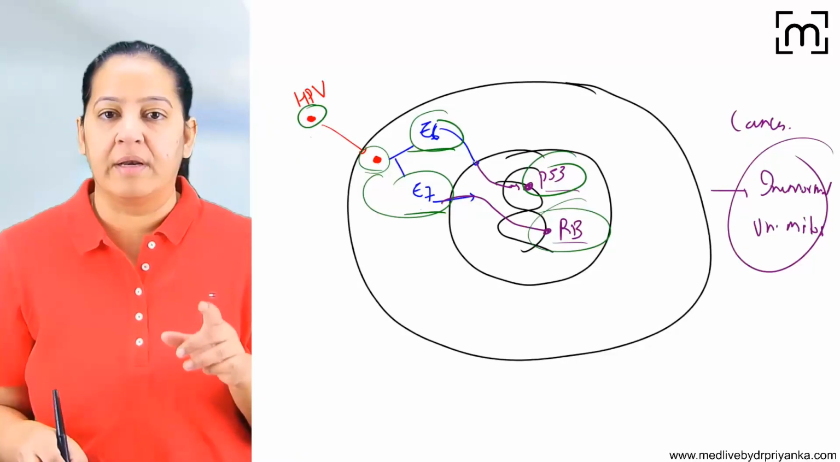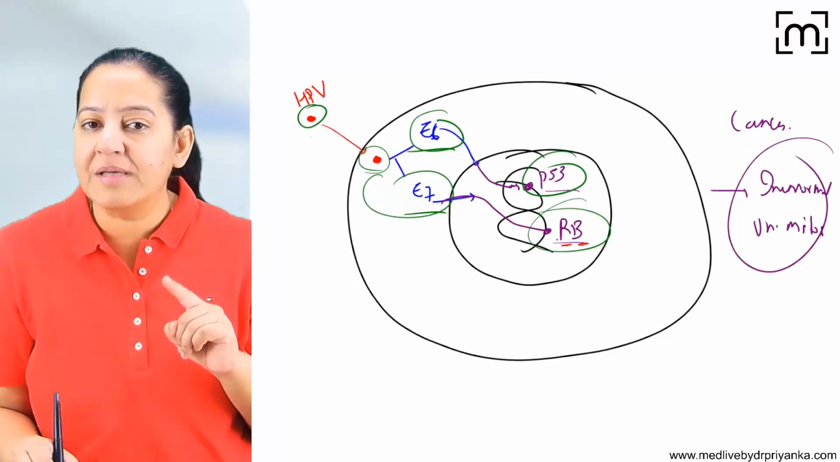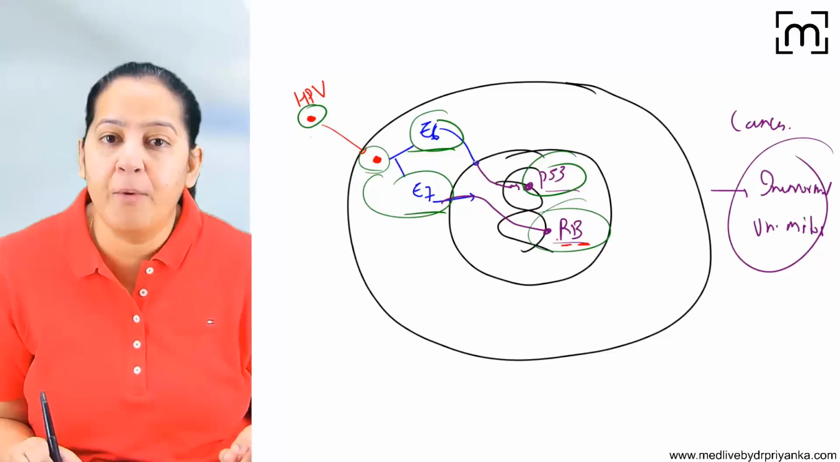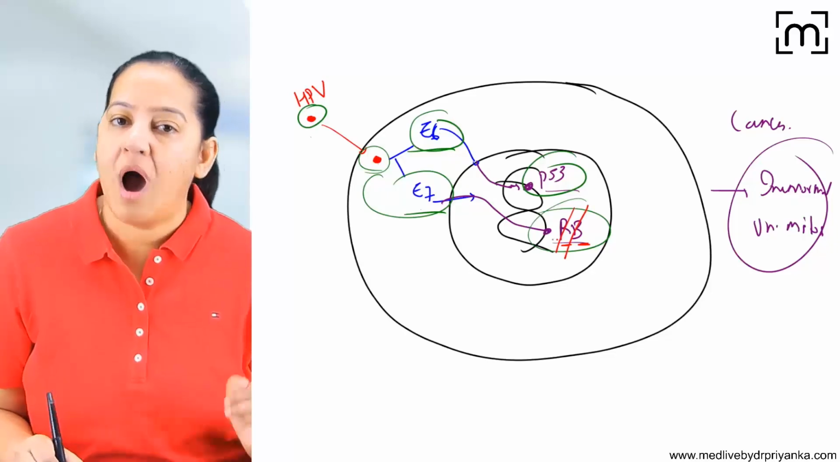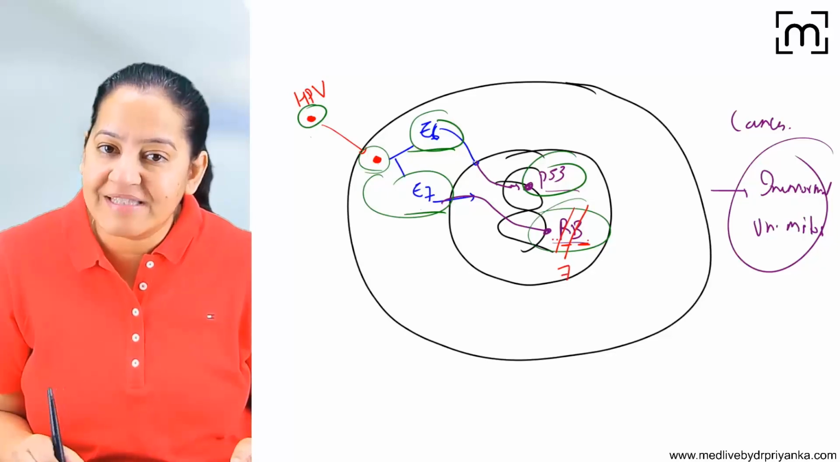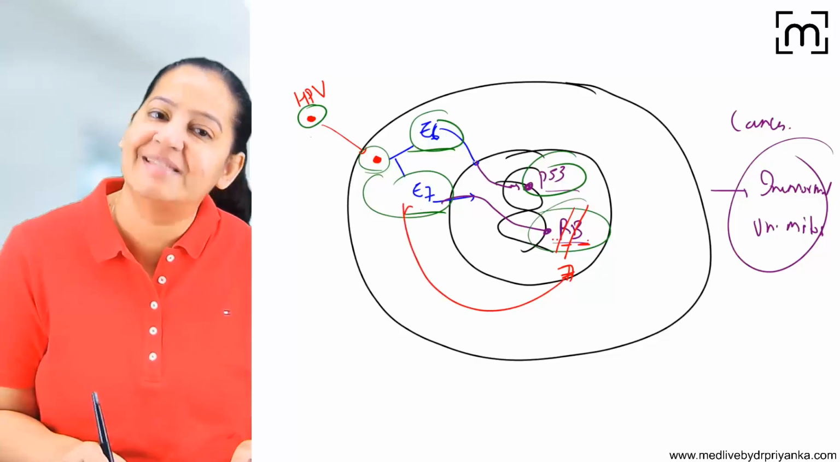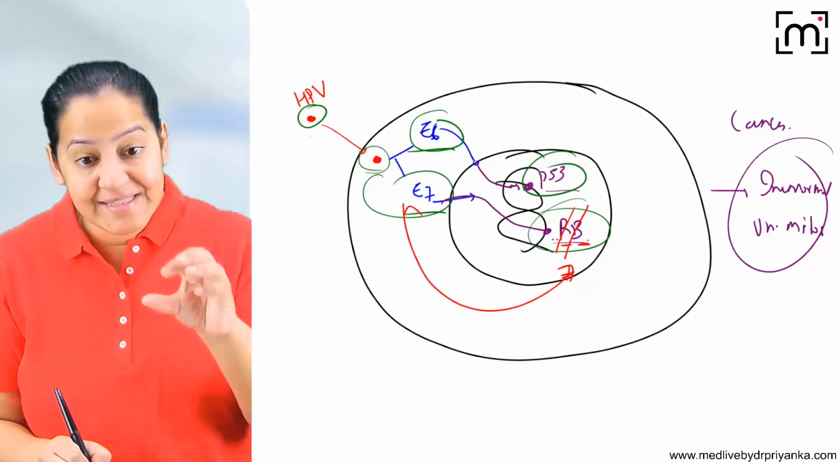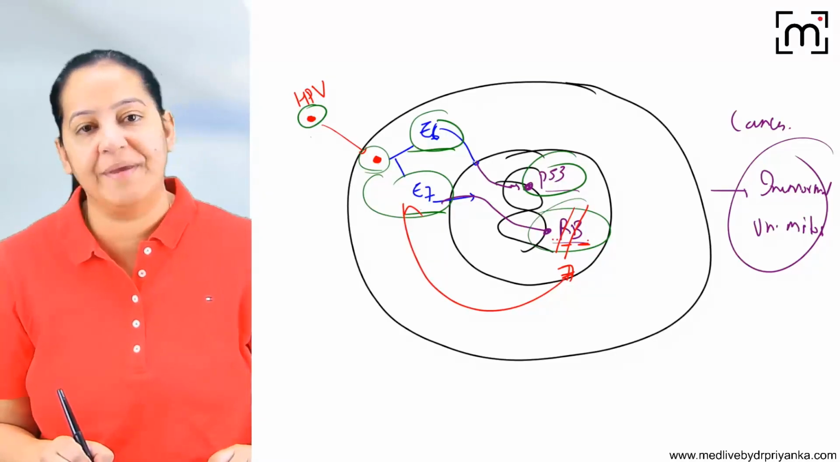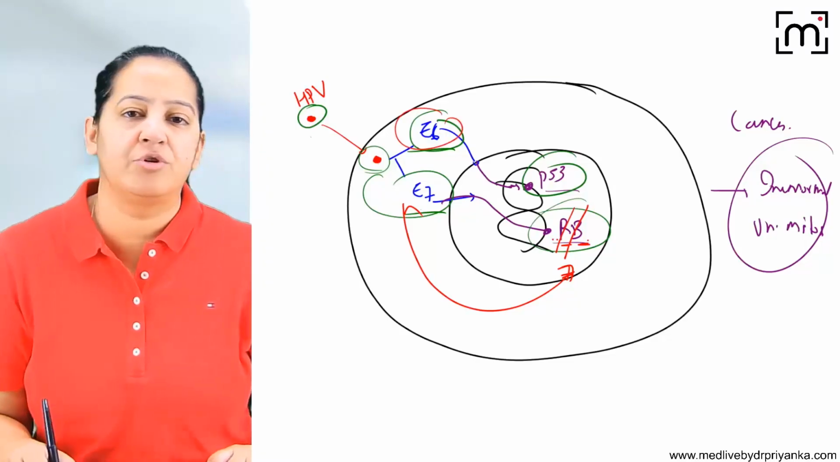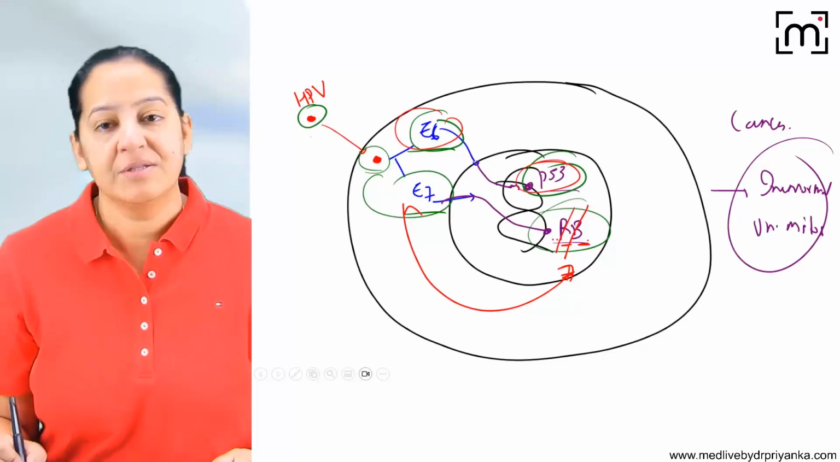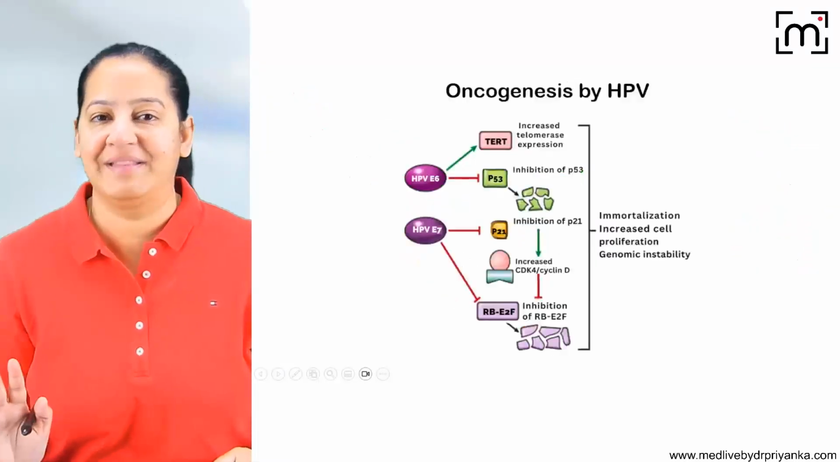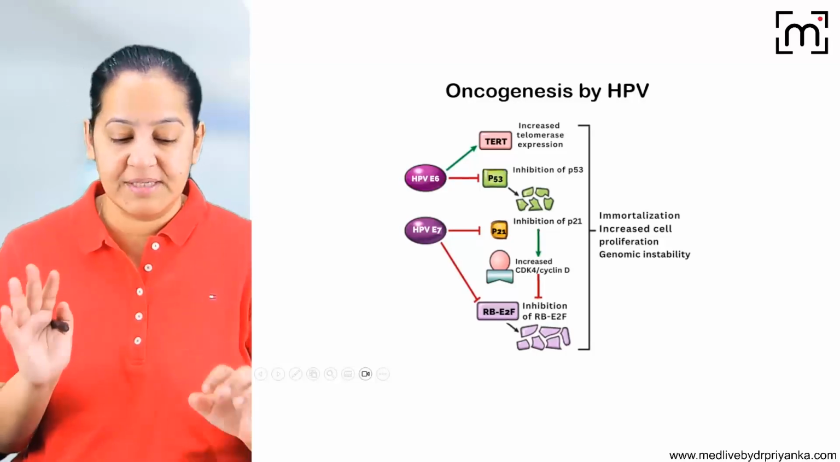So there is a way to learn. RB, retinoblastoma. Let's say RB is rainbow. Rainbow has 7 colors, and you can learn E7. So this is how you can learn. E7 leads to mutation of RB. RB is rainbow. And E6 is leading to the mutation of the P53 gene. So this is how I learned, and I never forget by this technique. So this is how oncogenesis occurs by HPV virus.